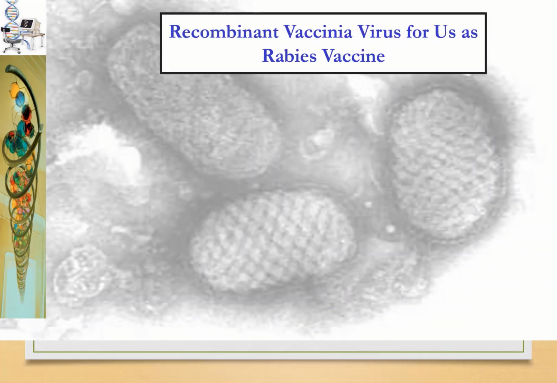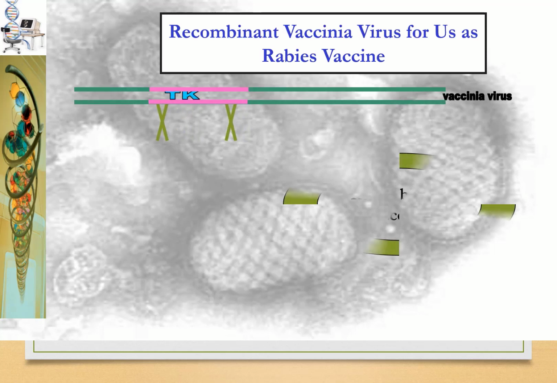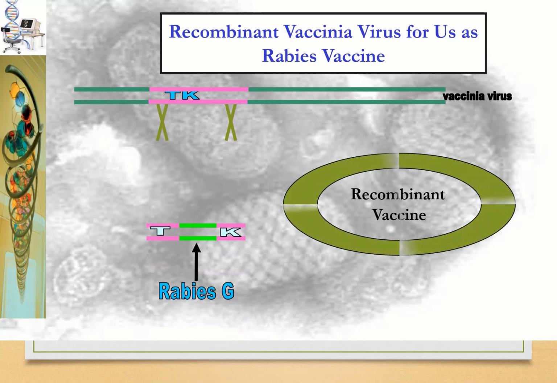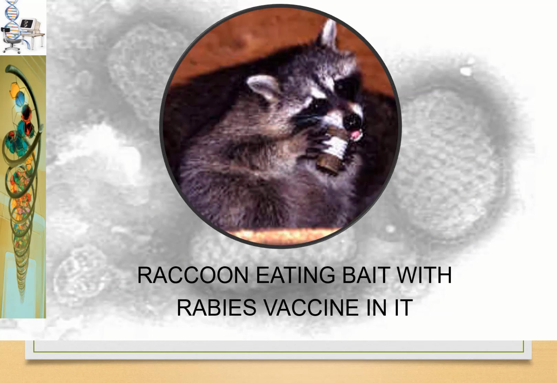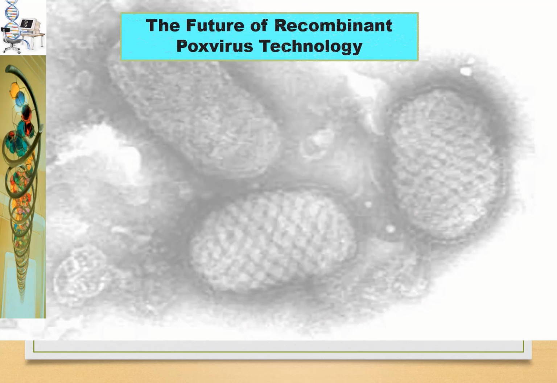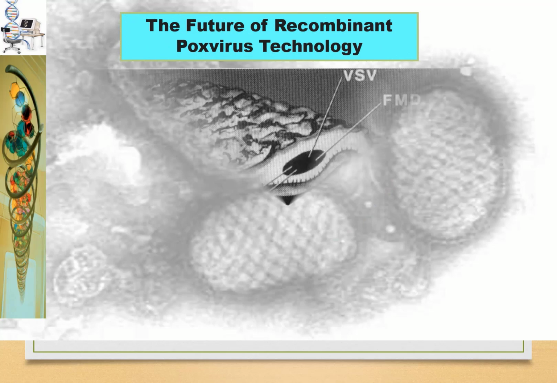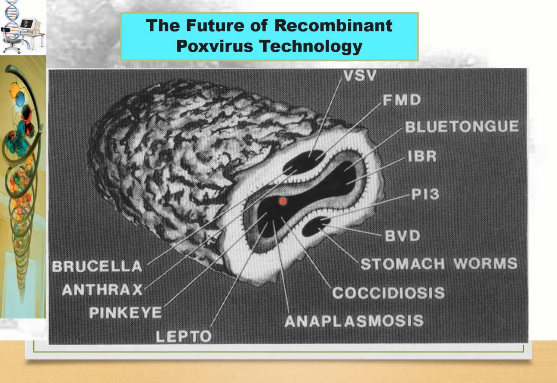Recombinant vaccine virus for use as rabies vaccine. And the raccoon eating bait with rabies vaccine in it. The future of recombinant virus technology: we can make multiple vaccines in one shot.